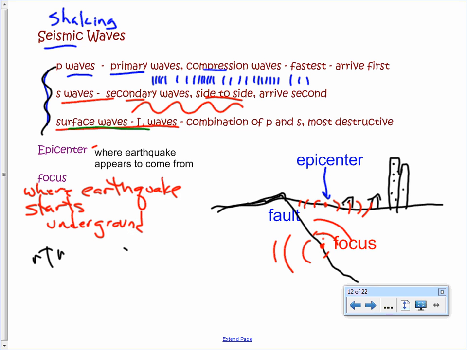So with the epicenter, the P waves and the S waves are going out in all directions, and we're able to track backwards to find out where that shaking starts. So does everybody have epicenter, fault, and focus? Yeah? Okay.